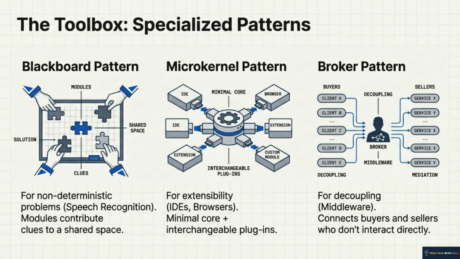The microkernel pattern. You use this every single day. Think of your Chrome browser or IDE. The core is tiny and stable. Everything else, your themes, your linters, are just interchangeable plugins. This is how you build for extensibility. The broker pattern. Finally, the matchmaker. If you have 50 clients and 50 services, you don't want a messy spiderweb. You put a broker in the middle. It connects buyers and sellers who don't interact directly, completely decoupling them.